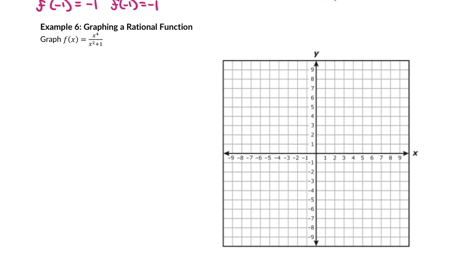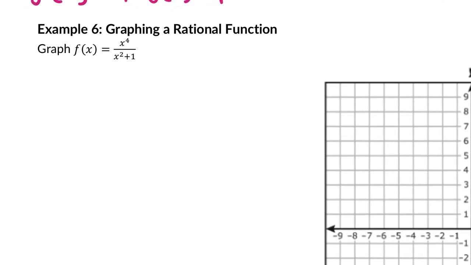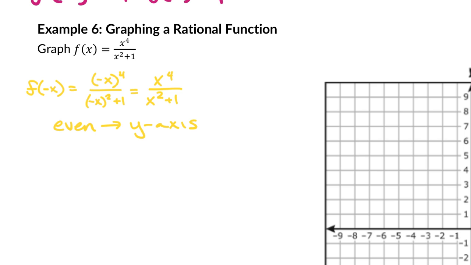We have this rational function, f of x equal to x to the 4th power over x squared plus 1. In my 6 steps, what do I start with? Symmetry. So I'm looking for whether it's symmetrical about the y-axis or the origin by plugging in -x. This is -x to the 4th power over -x squared plus 1. But a negative times a negative times a negative times a negative is a positive. And then I have this. So what kind of symmetry do I have? It's an even function, which again means I'm going to be able to balance points along my y-axis because it has y-axis symmetry.